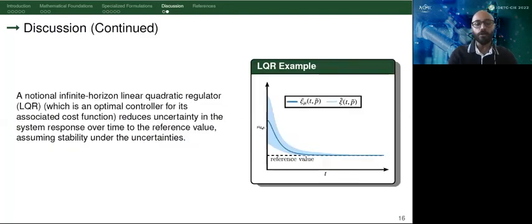Here you can see a notional infinite horizon linear quadratic regulator that is subject to a multitude of uncertainties, and notice that this controller reduces uncertainties in the system response over time.